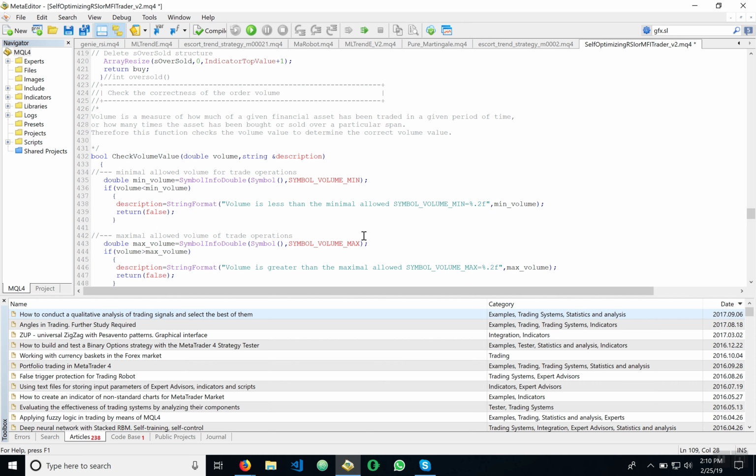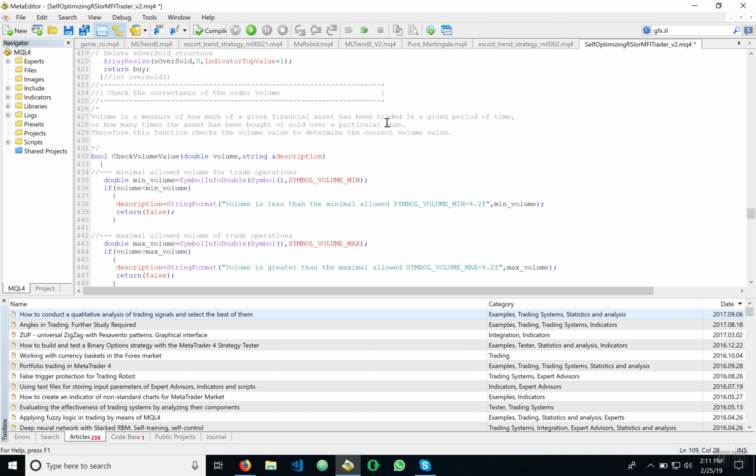Now let's look at one of the next functions, which is a criteria function before the trade can be executed. This function is called the check volume value. Volume is a measure of how much a given financial asset has been traded in a given period of time, or how many times an asset has been bought or sold, as we can see explained here.